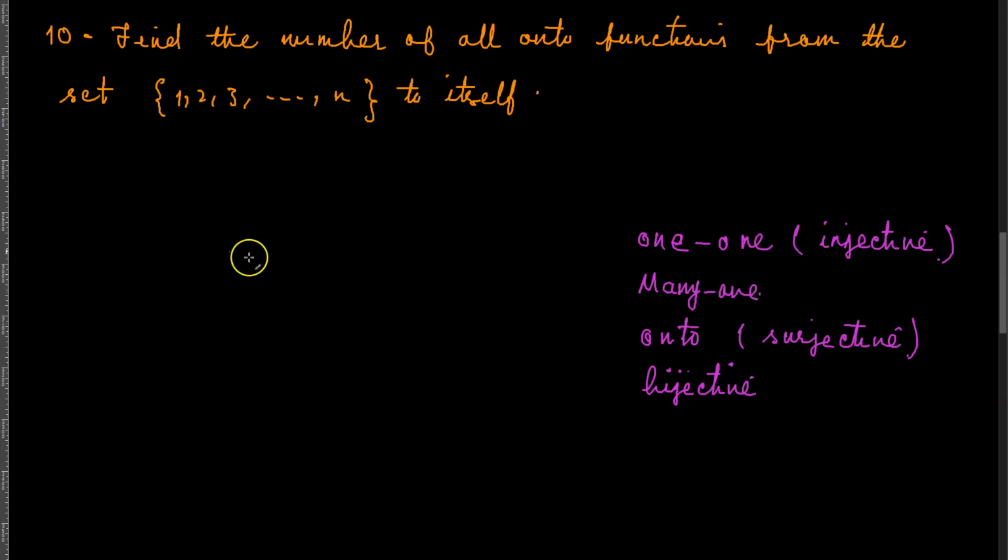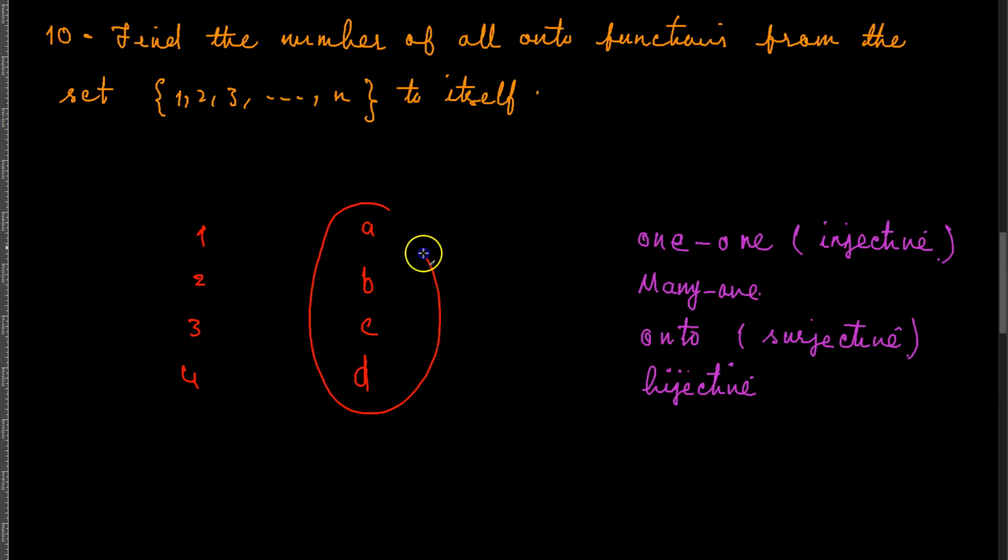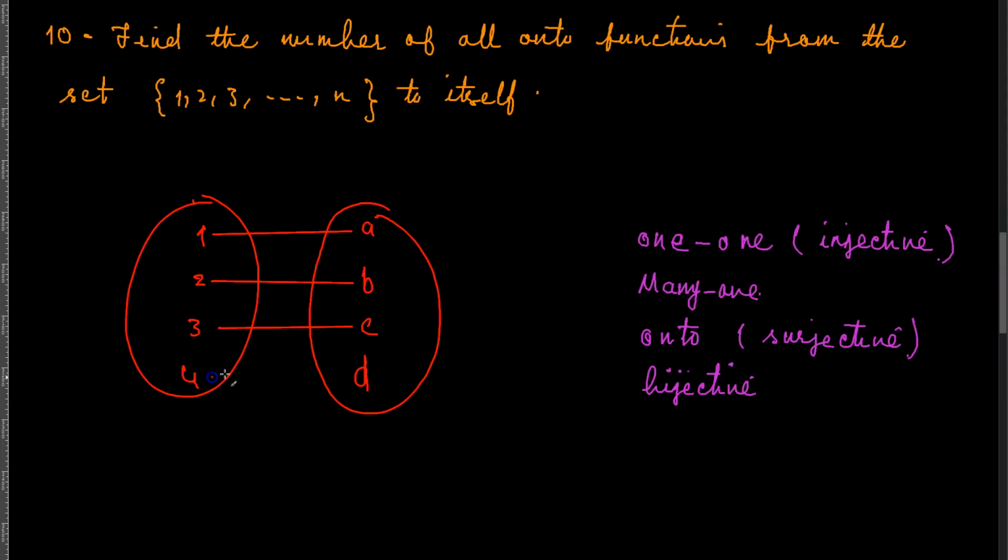A 1-1 function is the type of function where, if I have 1, 2, 3, and 4 here in the domain, and a, b, c, and d in the codomain, this is your domain, this is your codomain, for example, 1 is mapped to A, 2 is mapped to B, 3 is mapped to C, 4 is mapped to D. This is a 1-1 function.